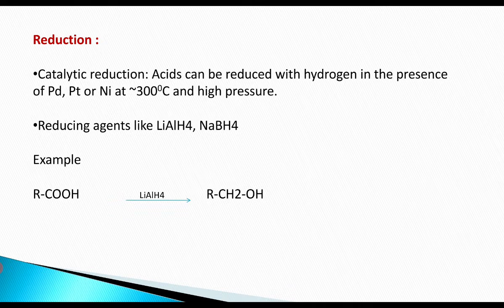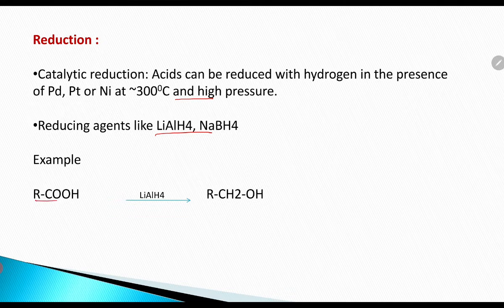Carboxylic acids generally on reduction give alcohols, and in the reduction mostly lithium aluminum hydride is widely used as a reducing agent. In catalytic reduction, acids can be reduced with hydrogen in the presence of palladium, platinum or nickel at 300 degrees centigrade and high pressures. Other reducing agents are lithium aluminum hydride and sodium borohydride.